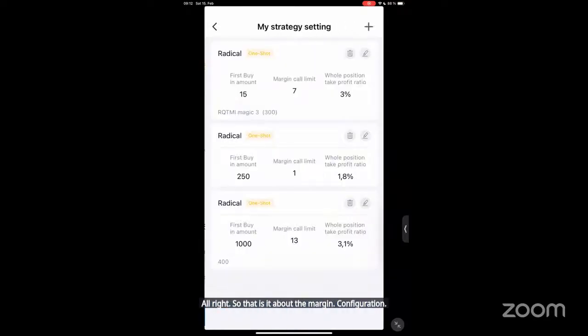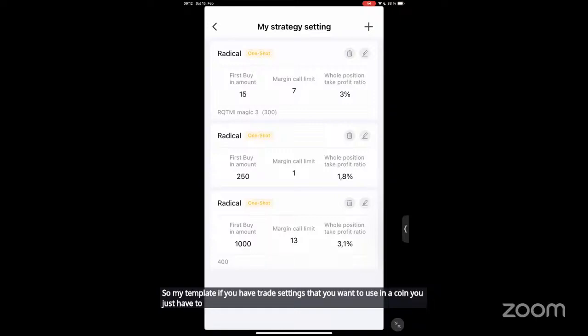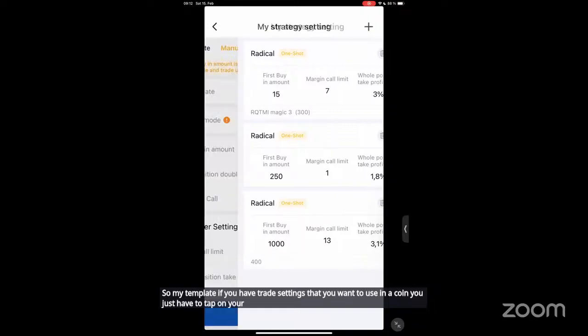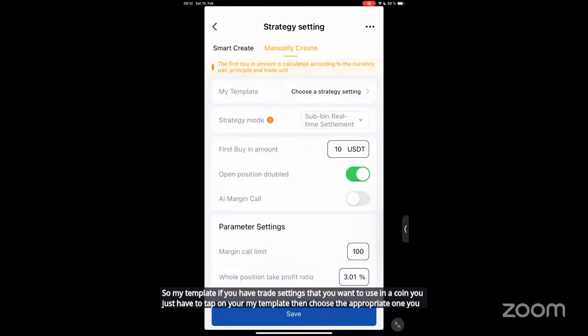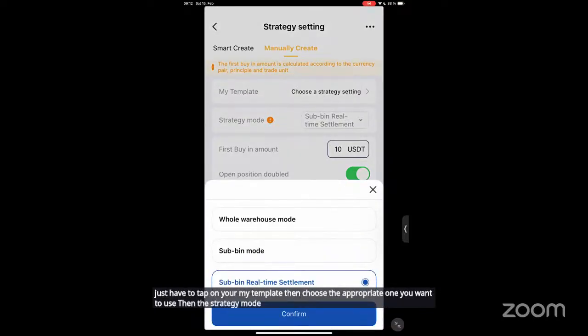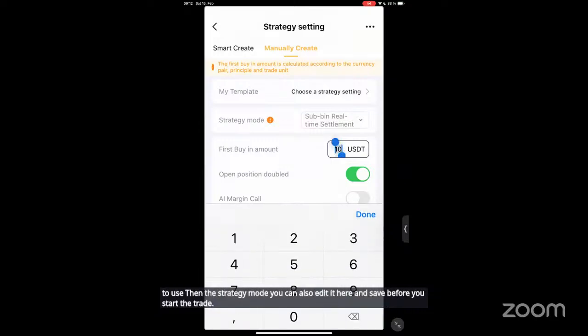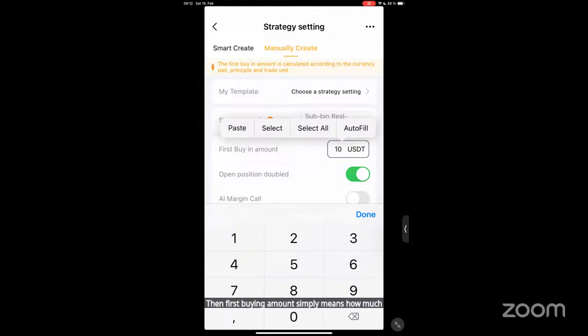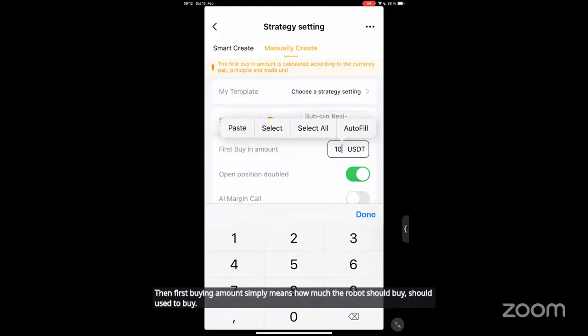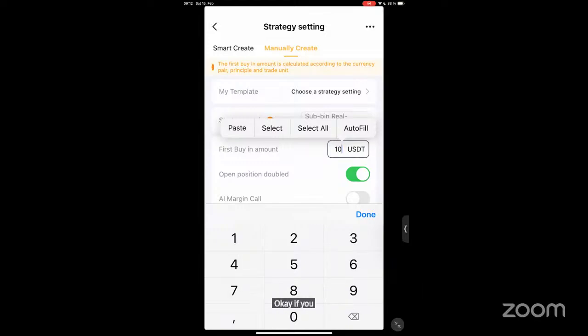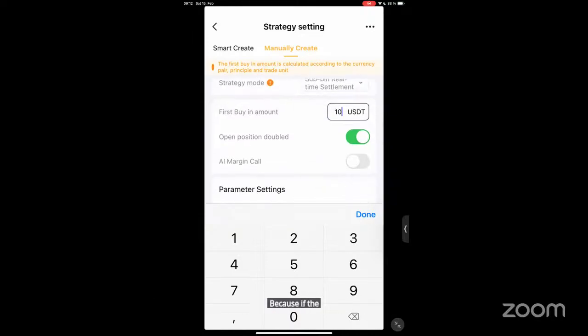So, my template: if you have trade settings that you want to use in a coin, you just have to tap on my template, then choose the appropriate one you want to use. Then the strategy mode, you can also edit it here and save before you start the trade. Then first buying amount simply means how much the robot should use to buy. Okay. If you raise it so high and your money gets exhausted, you have to top up. Because if the market goes against you, you'll be in trouble.